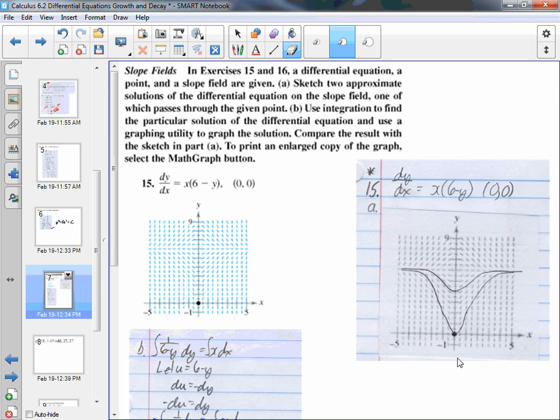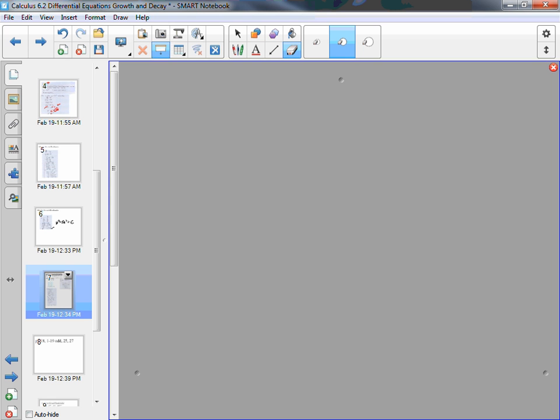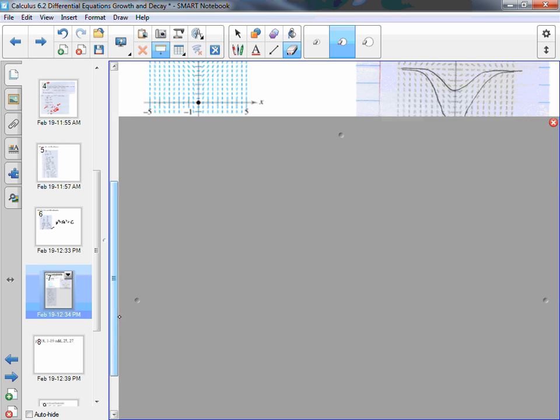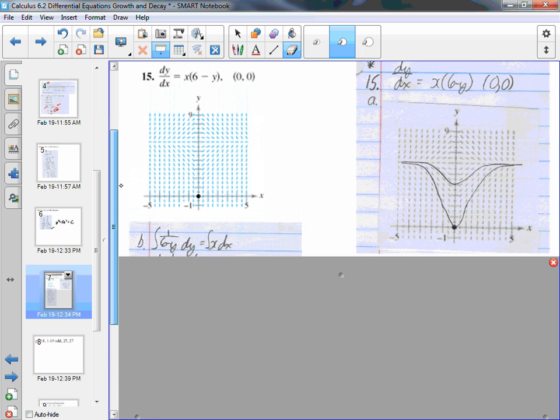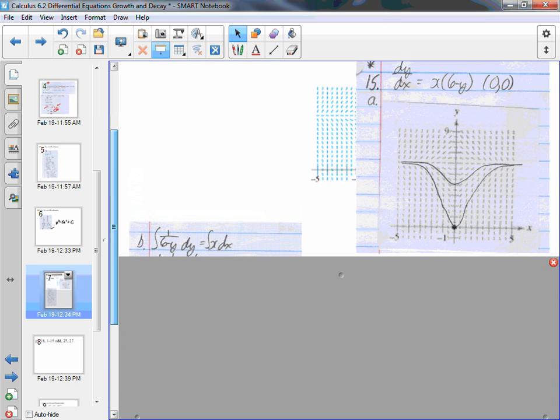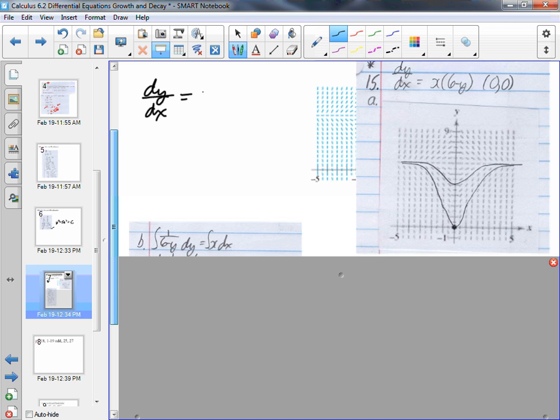Now, the part we need to concentrate on. Use integration to find the particular solution of the differential equation. So before we can find the particular solution, we find the general solution, which is what we've been doing. So let's take a look right here. Oops, looks like I've skipped a little bit. So we start with dy dx equals x times the quantity 6 minus y, and then our particular solution will be at the point 0, 0 here in just a minute.